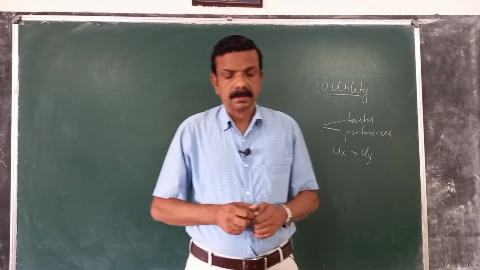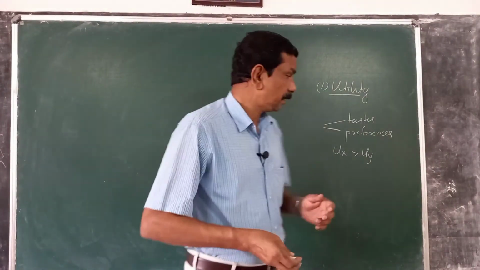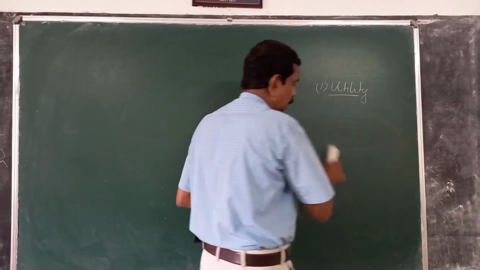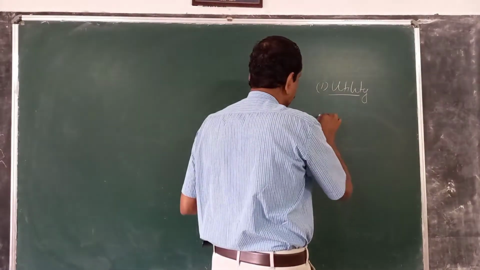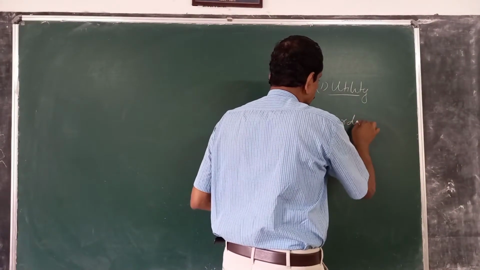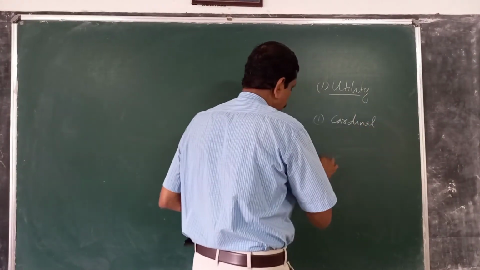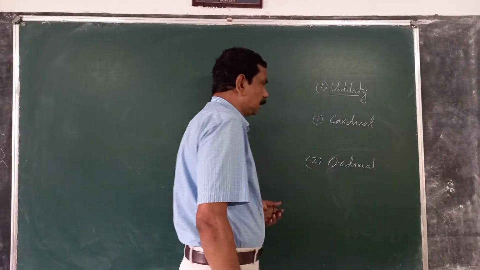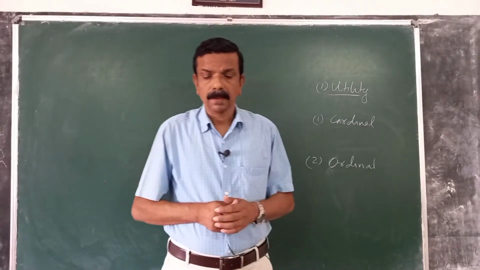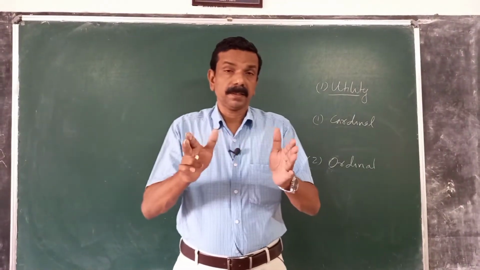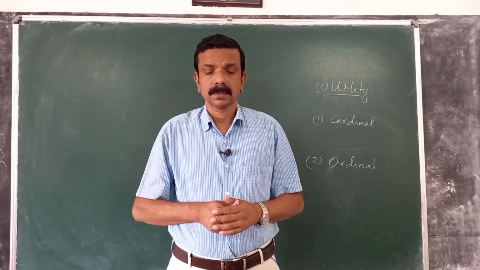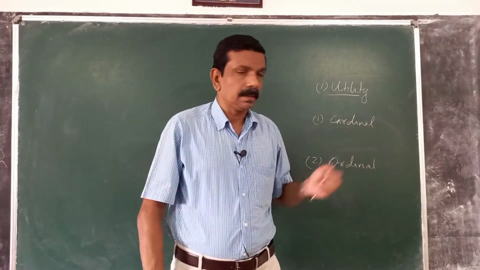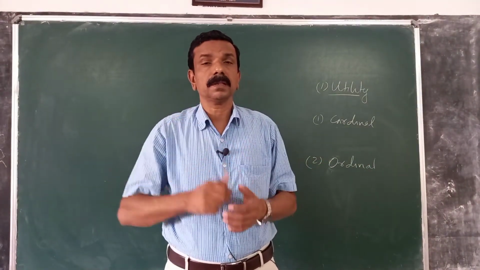Now, in the literature, utility is defined in two ways. One is cardinal utility. The other one is ordinal utility. Utility is defined in cardinal terms and also ordinal terms. Cardinal and ordinal are taken from the vocabulary of mathematics.